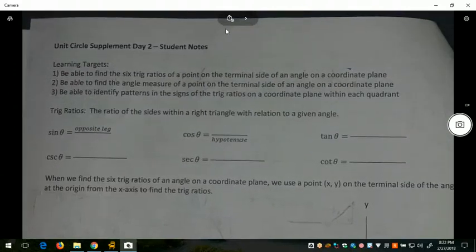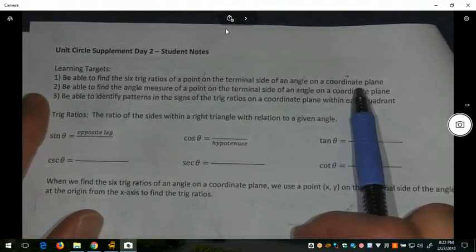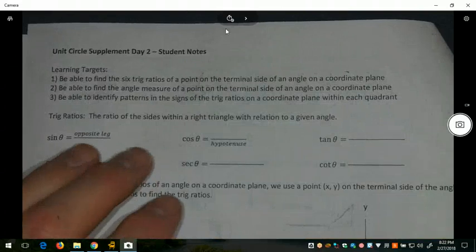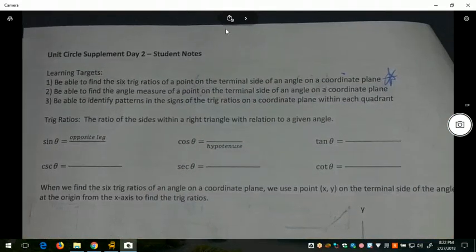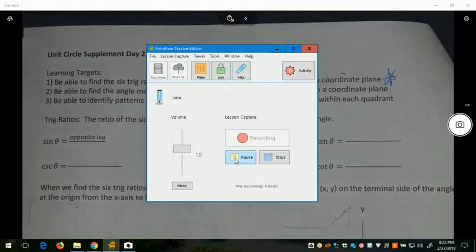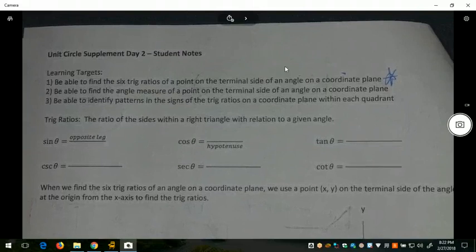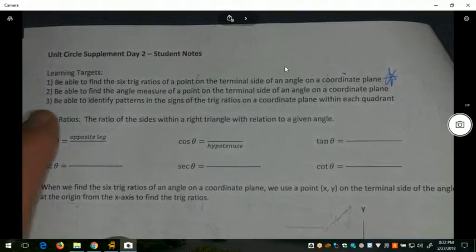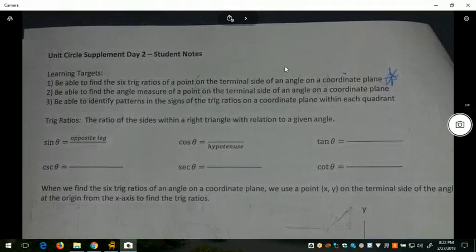We're going to be doing this, but it's going to change a little bit, because we're going to have to use the reference angle in doing so. So it's going to tie together what we learned in 8.3 to what we did with the reference angles in day 1. That's going to be our first learning target. In the second video clip, we'll be looking at the second learning target, and then eventually the third learning target.